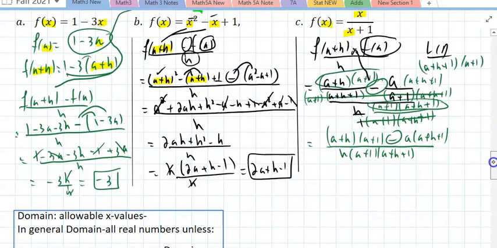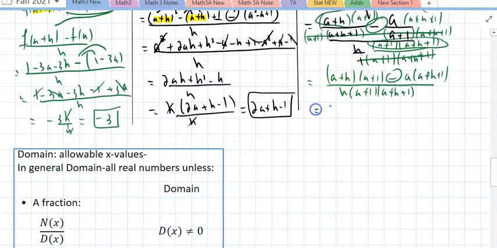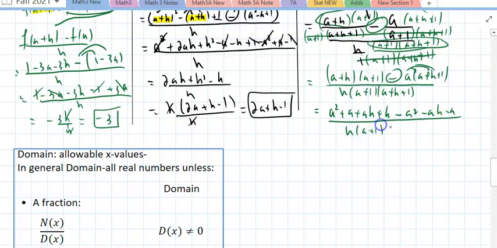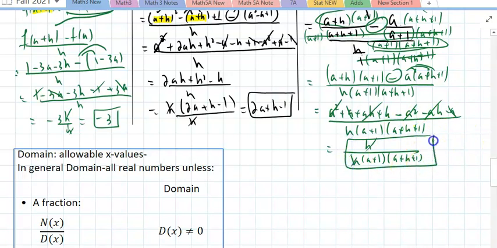There's one more. There's a radical. You see a radical, you multiply with a conjugate. This will be, if you FOIL a squared plus a plus ah plus h minus a squared when you distribute, minus ah minus a, the a's cancel out, the negative a's cancel out, and the a minus h, a plus h cancel out. You're left with h over, and the h's cancel out, and that's pretty much it. You're done. That would be your final answer with a 1 over that mess.